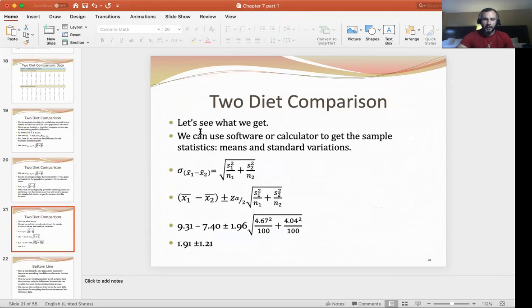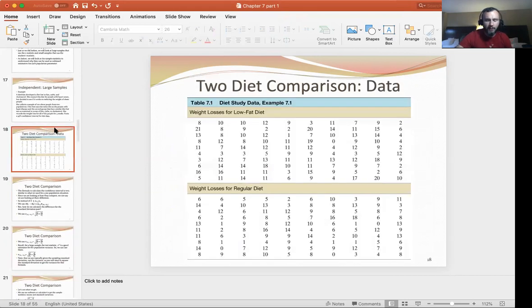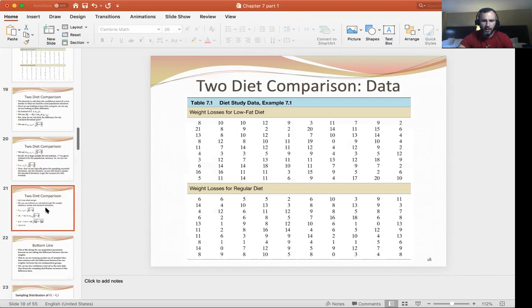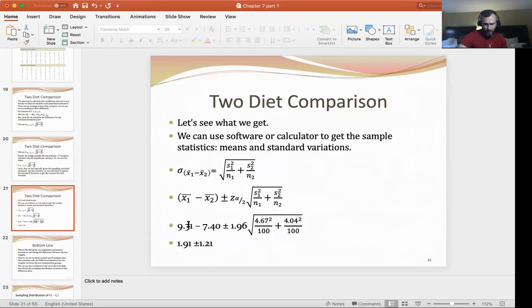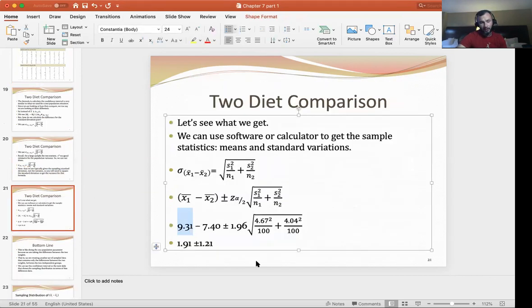So let's see what we get. If you take this data and calculate all of the descriptive statistics, like the mean and the standard deviation and everything else, you're going to get these numbers. The first one gives you a mean of 9.31. The second one gives you a mean of 7.40. We're at 95%. I know that because I'm looking at a z-value of 1.96. That's 95%.